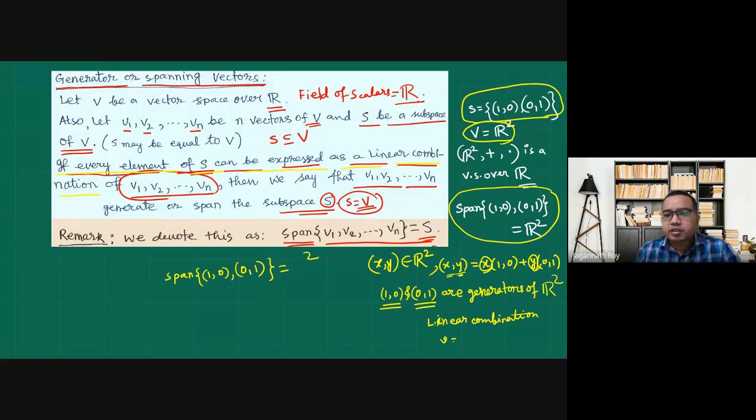So V is a linear combination of vectors if we can write V as C1 P1 plus C2 P2 up to Cn Pn.